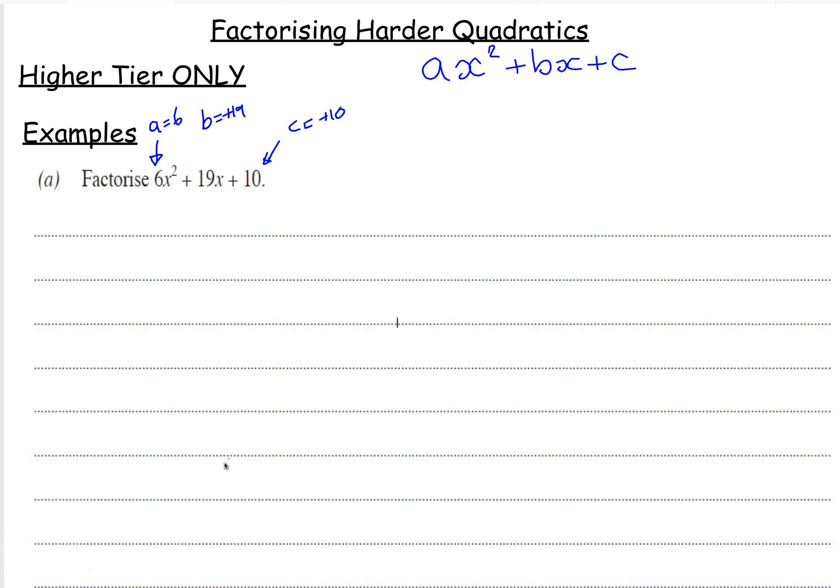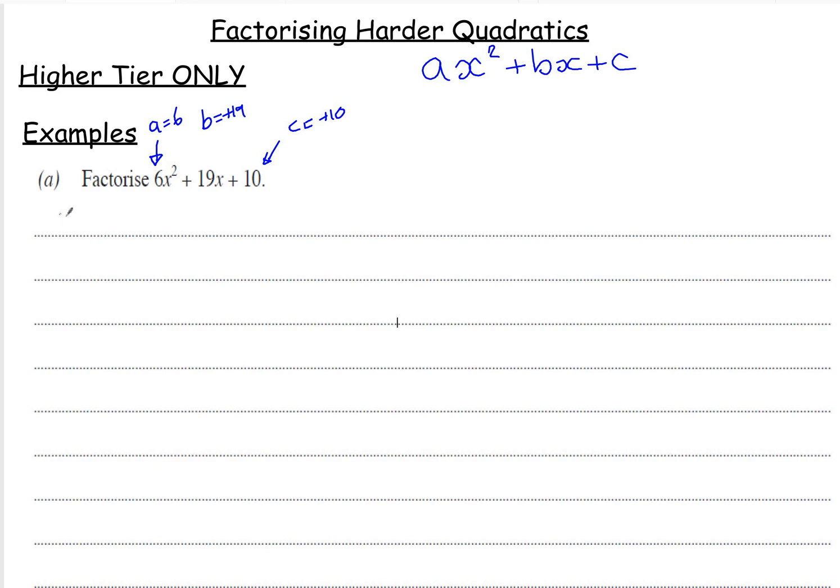So as we are factorising a quadratic, we will have a double bracket at the end. But notice that the coefficient of x squared is 6. So the first term in both of these are either going to be a 6x and a 1x, or a 2x and a 3x, something that multiplies together to give us this 6x squared. But don't worry too much about that for a moment. Let's go through these steps.